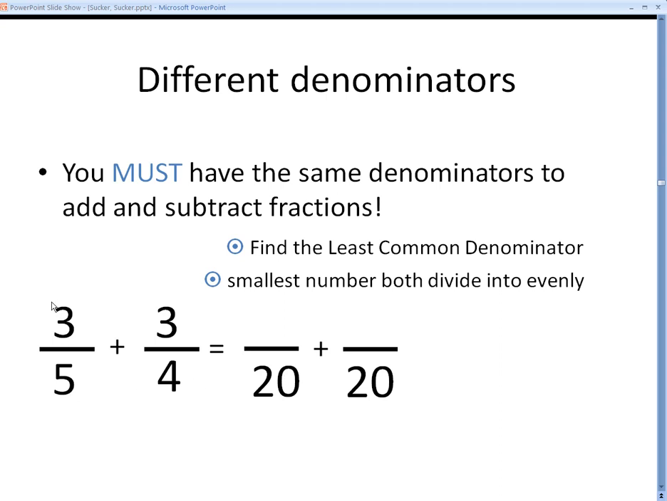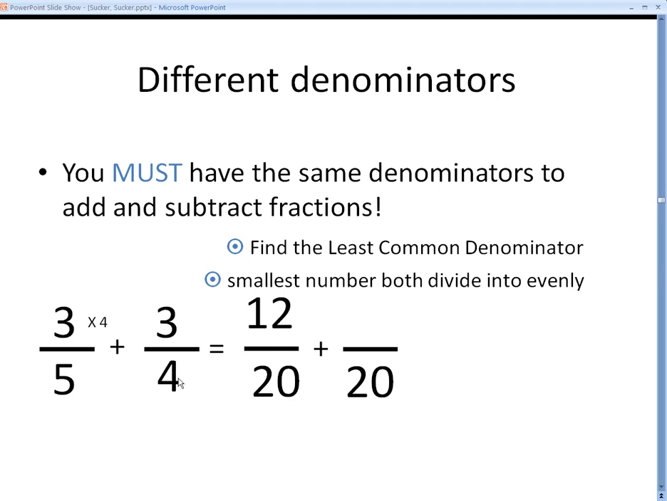We've got to change the top too. So the way I like to do this is I look and I say, how did I get from 5 to 20? Well, I multiplied by 4. Well, I gave this kid a sucker, so now I have to give this kid a sucker. 5 times 4 is 20. 3 times 4 is 12.